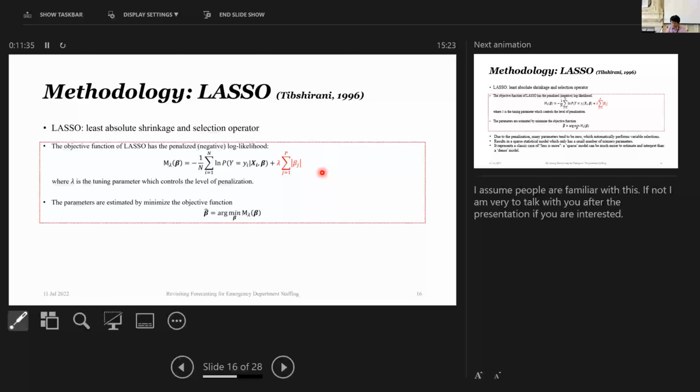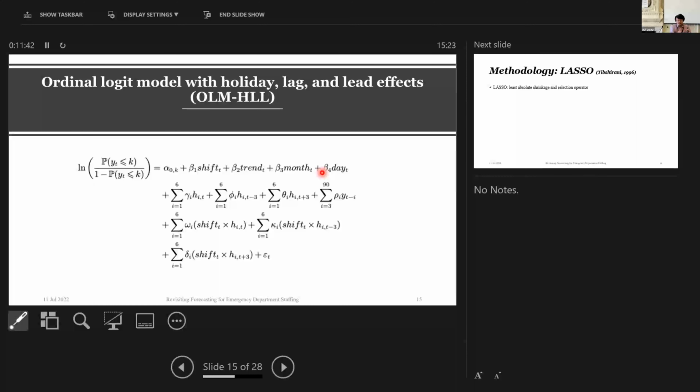Okay, so just a little bit of summary on my model. The left-hand side is the log of the odds of the category. On the right-hand side, those are my selected variables. And some of them are important, some of them are not important. Lasso will help me to select them.